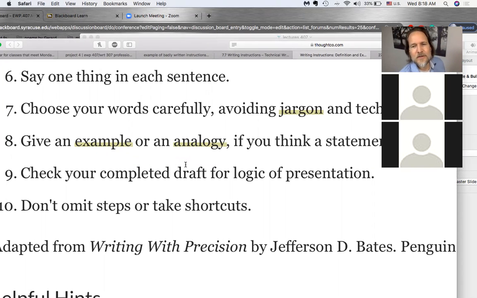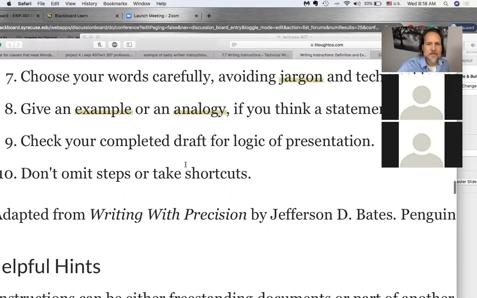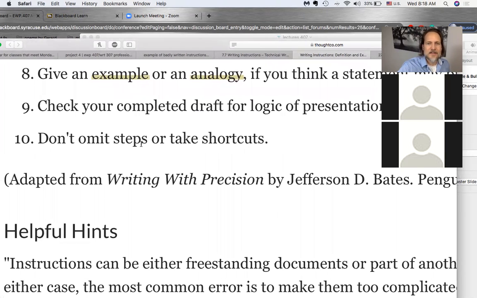I often like to footnote them, or think of them as possibilities for landmines, because if you get into any metaphors or analogies, people can get sidetracked. That's not what they're in for with instructions. They want boldness, they want crisp definition, and anything else could throw them off. We don't want digression. All right, this one, number 10, sounds almost funny, right? Don't omit steps or take shortcuts.